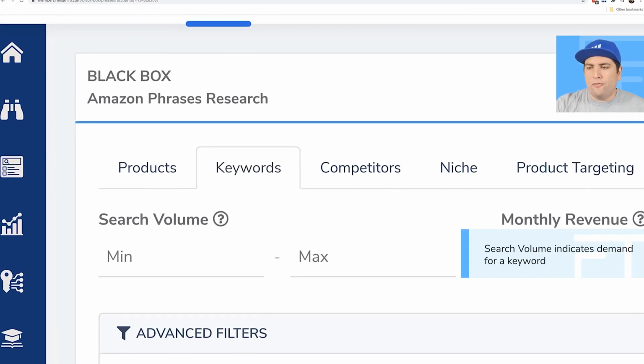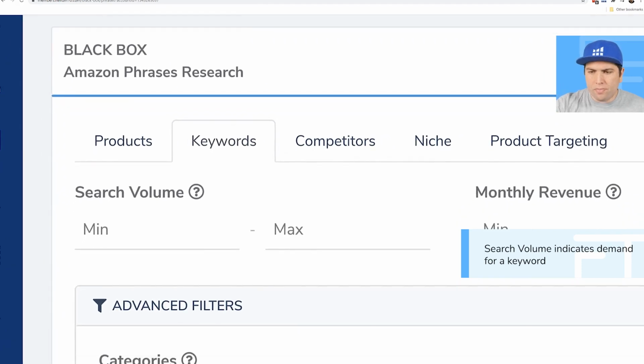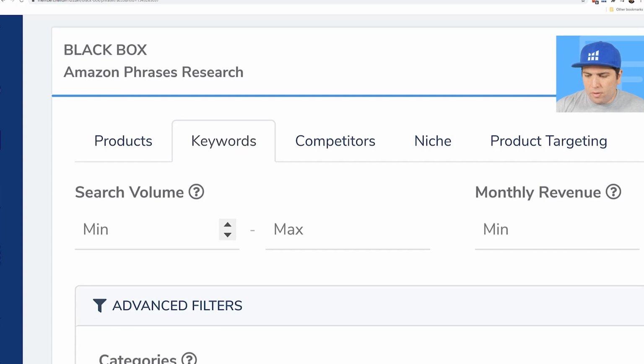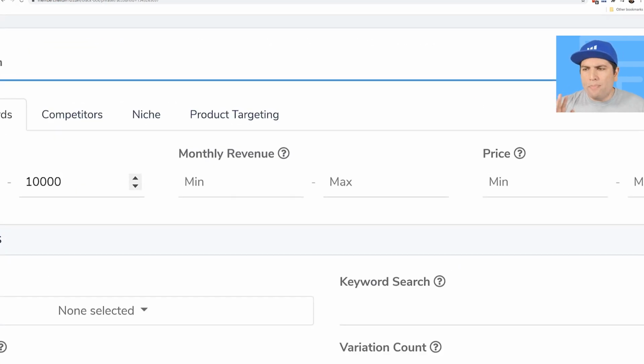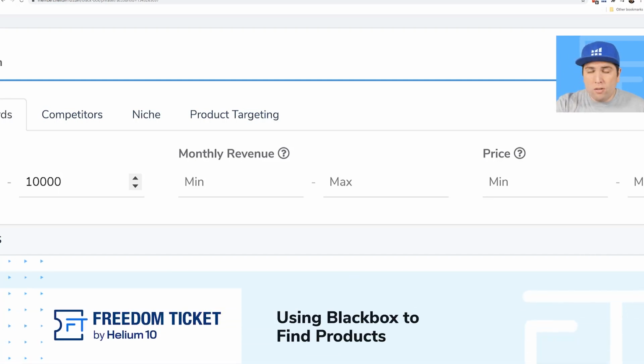So that's the first filter I'm going to go ahead and use right here. And again, there is no magic number. I'm just going to go ahead and put something random. Let's just say 2,500 searches a month. Let's just go up to 10,000 searches a month. Now, right now, I'm not going to put the monthly revenue. This is like the average monthly revenue of the top products. I already know there's demand based on the search volume, so I'm not going to double it up right now. If you want to use this filter, go ahead.